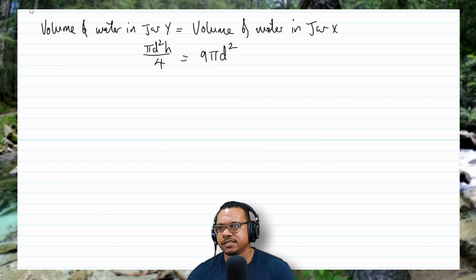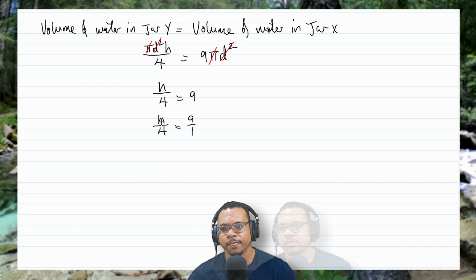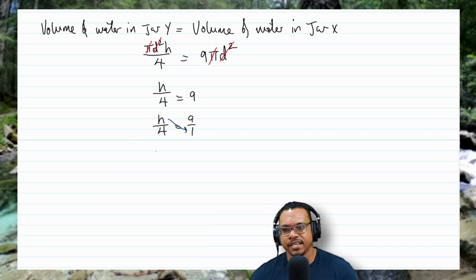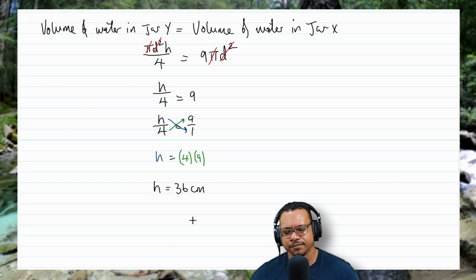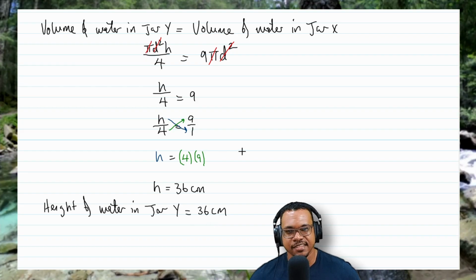All right, so just looking at this, we could see that both sides have pi, which will cancel off. Both sides have d squared, which will cancel off. All right, so what we remain with is h over 4 is equal to 9. All right, so we could cross multiply there. H over 4 is equal to 9 over 1. We multiply h by 1 and we get h. I multiply 4 by 9 and get 36. So my height of water in jar Y is equal to 36 centimeters. And that's it for this video.